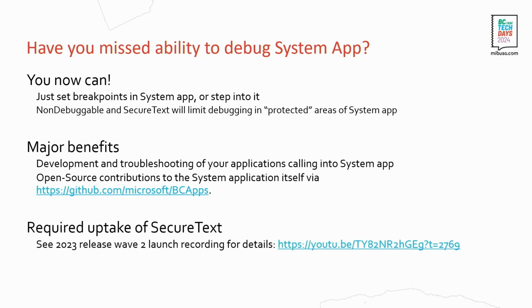Now, the reason we haven't enabled this before is that we actually needed secure text in the system application ourselves, right? So we needed to launch that platform feature and uptake it in the system application.